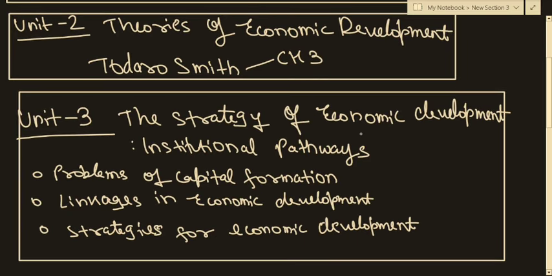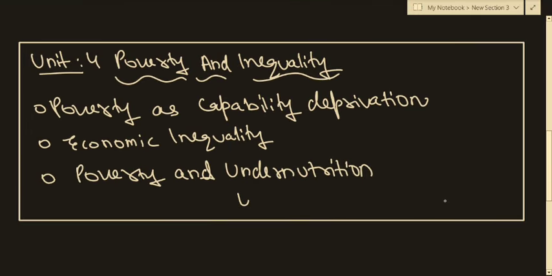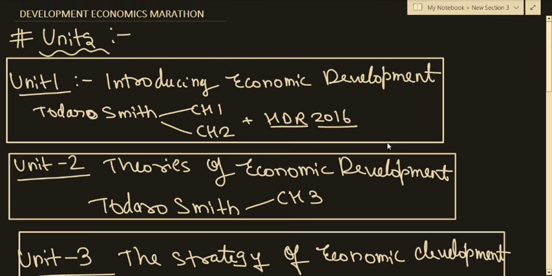Unit 3 concerns the strategy of economic development, institutional pathways, in which we have three basic chapters: problems of capital formation by Ragnar Nurkse, linkages by Hirschman, and strategies for economic development. And our last unit, the most scoring and easiest unit that I would suggest, is poverty and inequality, in which we have three chapters mainly: poverty as capability deprivation, economic inequality, and poverty and undernutrition. So this was a brief overview of what our syllabus comprises.